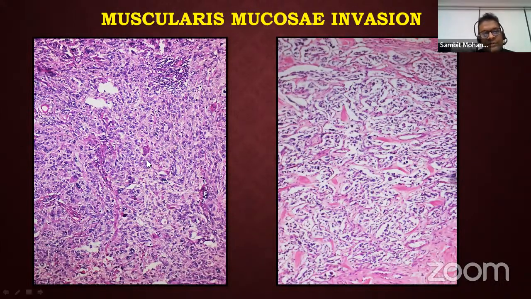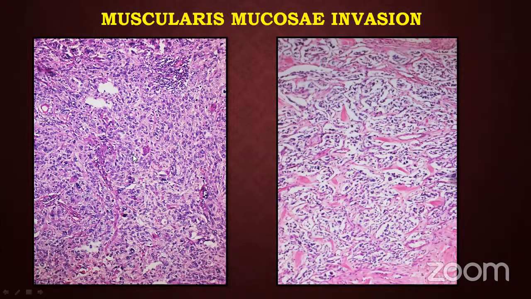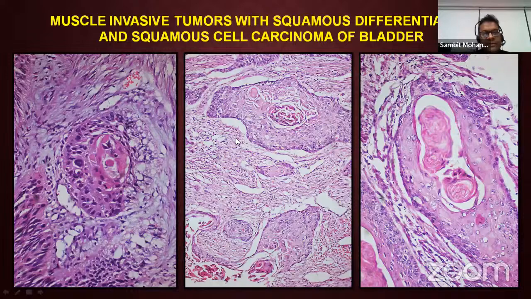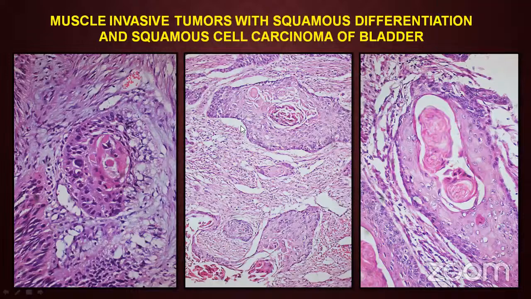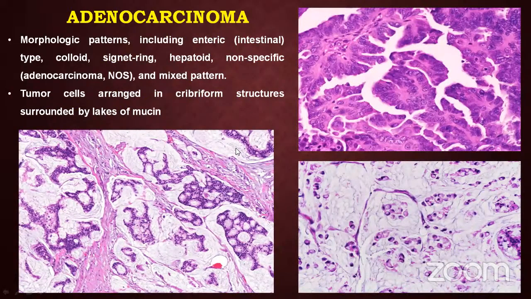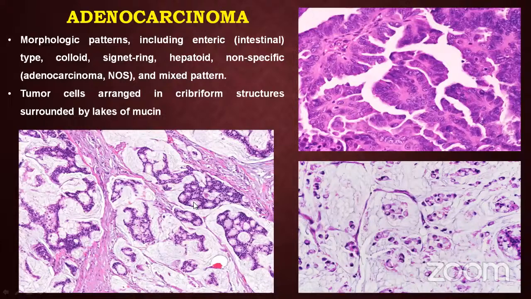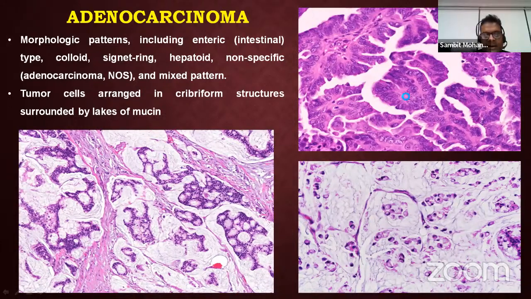And what is the diagnosis here? It is muscle invasive, but what is the diagnosis? It looks like a sarcomatoid urothelial. Right. Yes. And how about this one? It is extensive squamous differentiation. Squamous. Yes. And we have this retraction. Then you can have adenocarcinomas, mucinous adenocarcinoma, signet ring type, adenoid cystic type pattern, hepatoid pattern.